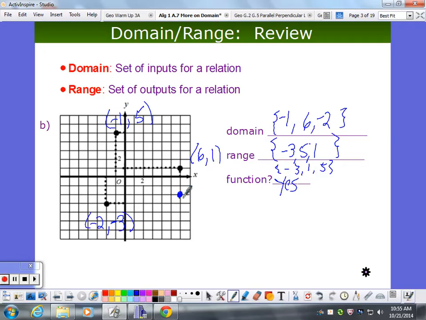Yes. What about, okay, I'm going to put it right here. Okay, so do I have a new range value now? Still, no. So the domain and range are not affected. Is it a function? Not a function. Why? Because input 6 now has more than one output, so it's no longer a function if I add that point. Adding a point doesn't necessarily change your domain or range.